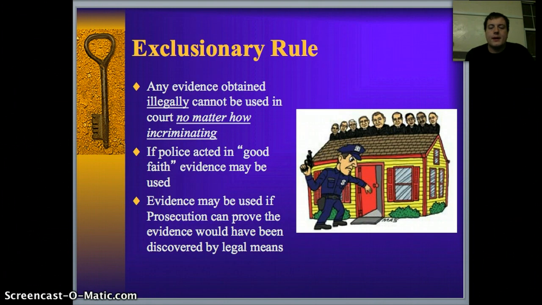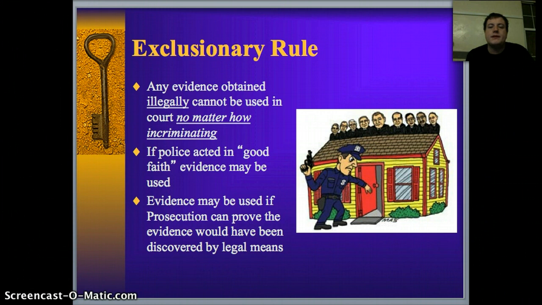The next thing that we think about that's very important is the exclusionary rule. What the exclusionary rule means is that any evidence obtained illegally cannot be used in court no matter how incriminating. That's important. If, say, the police beat you up and get a confession out of you, well, they've violated your rights by attacking you, and that confession cannot be used in court.